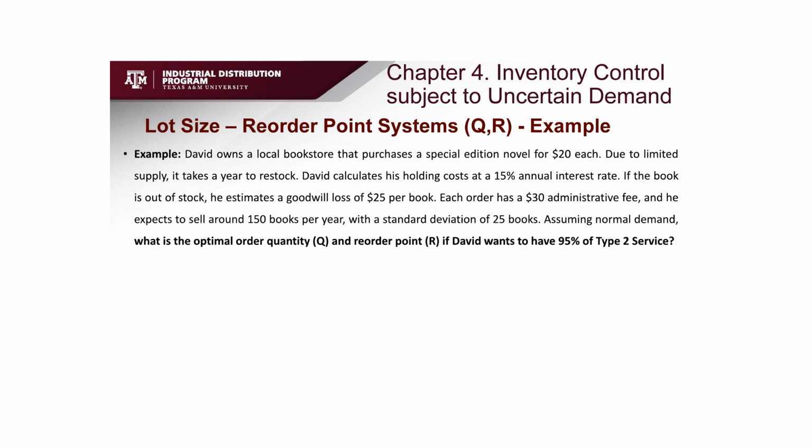All right, now we flip David to a fill rate target. Everything stays the same: same costs, same demand, same sigma, only the goal changes. Instead of 95% of cycles with no stockout, David wants 95% type 2. Basically, he wants to actually fill 95% of the demand. Now, what order quantity and reorder point does that take? Watch how much the reorder point moves.